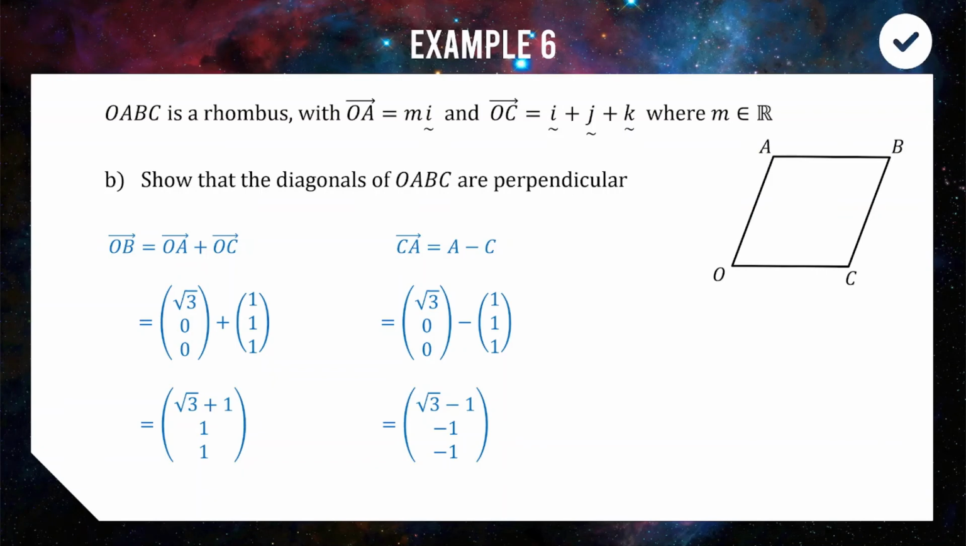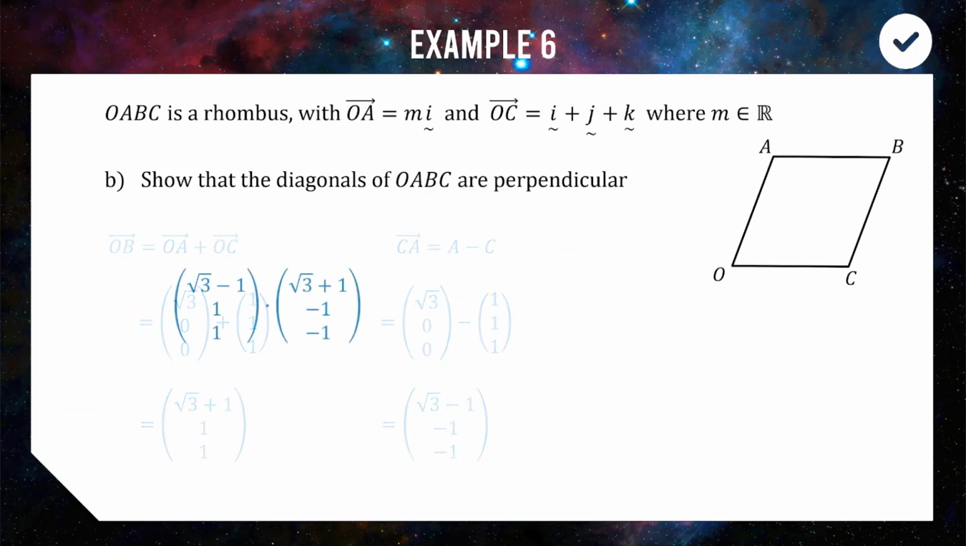Now, all we need to do to finish off is to show that these two vectors have a scalar product of 0, and that will be enough proof to show that they are perpendicular. So we'll do the dot product. If we multiply the top ones, we do the difference of two squares. So we have root 3 squared, take away 1 squared.